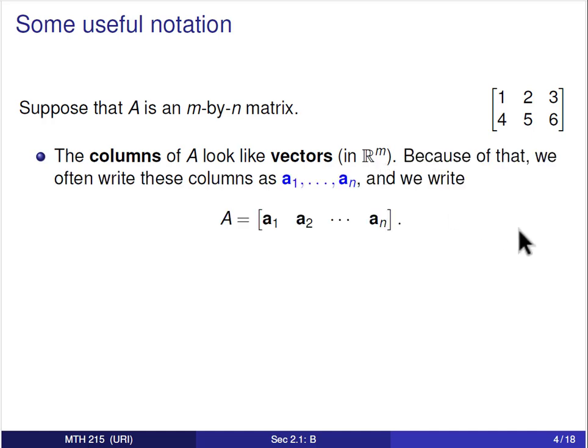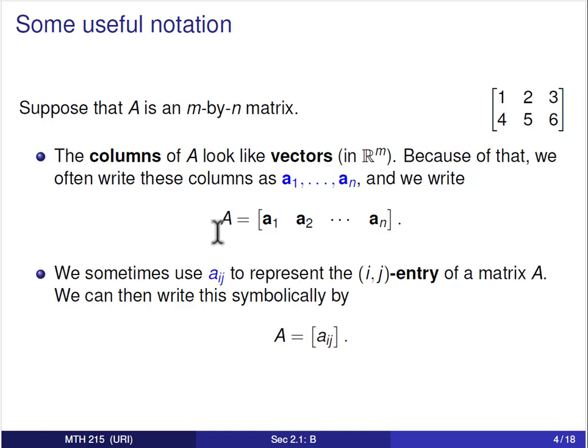Because of that, we often write the columns of A using the notation little a1 through little an, written in boldface to indicate that they are vectors. So we might use little a1 to stand for the vector that looks like that first column of A. Little a2 stands for the vector that looks like that second column of A, and so on. Now, if we write an expression like this, A equals, and then these vectors inside a pair of brackets, what we're indicating is that we will be using little a1, little a2, and so on to stand for the columns of the matrix called capital A.